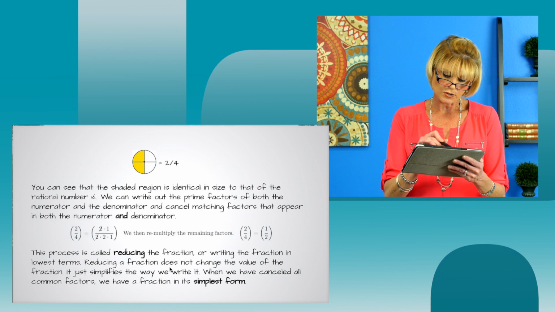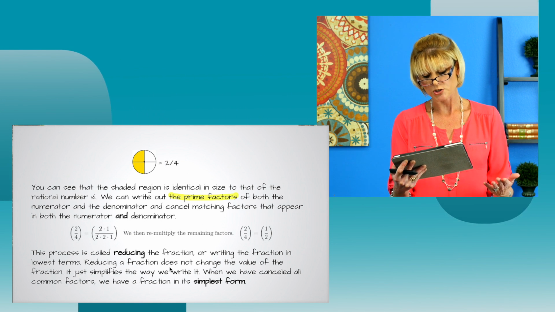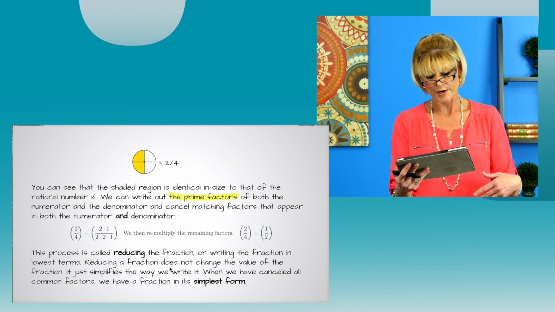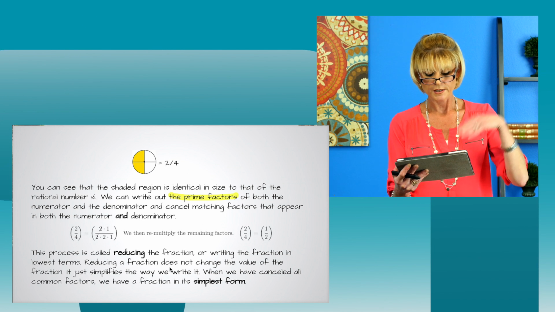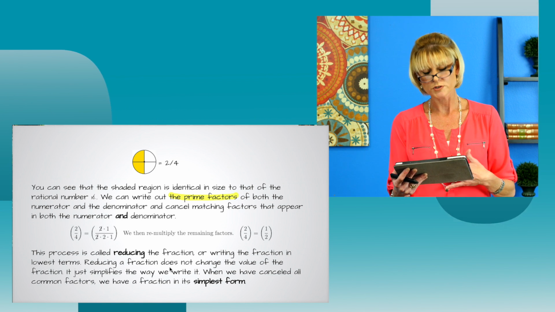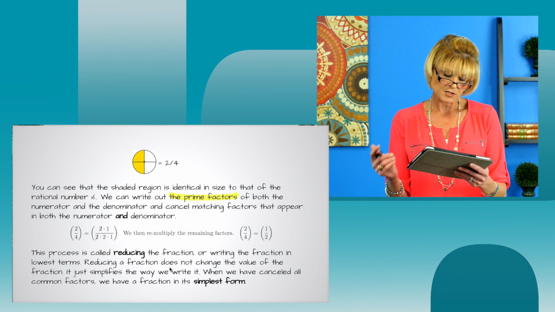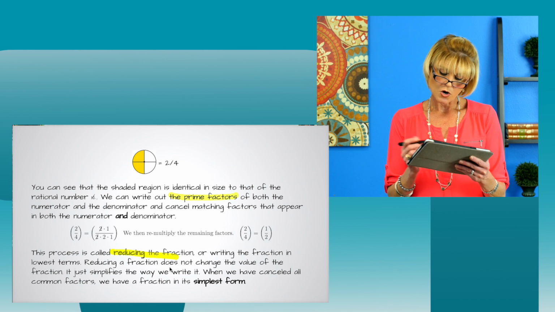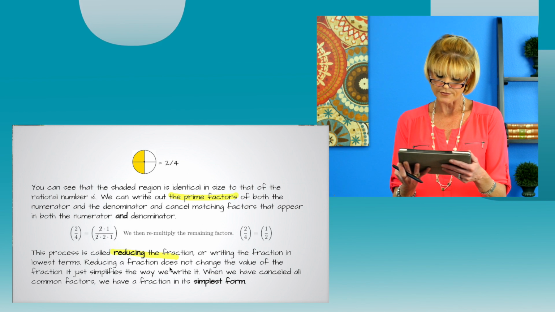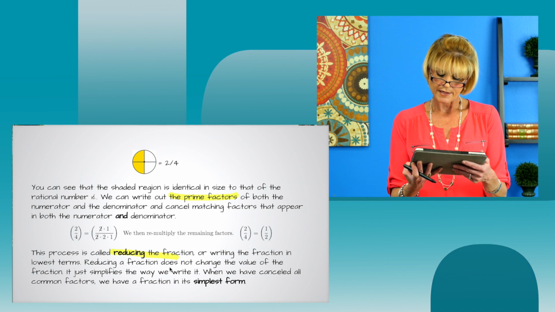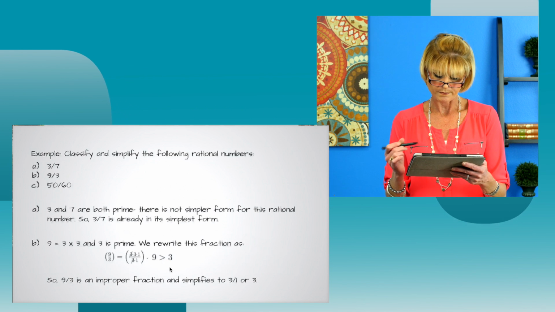And we can write out the prime factors of both the numerator and the denominator and cancel matching factors that appear in both the denominator and the numerator. So 2/4 equals 2 times 1 over 2 times 2 times 1. Cancel out those 2's, then you remultiply the remaining factors, and you get 2/4 equals 1/2. This is called reducing the fraction or writing the fraction in lowest terms. Now, reducing the fraction does not change the value of the fraction, it just simplifies the way we write it. When we have canceled all our common factors, then we can say that our fraction is in simplest form.